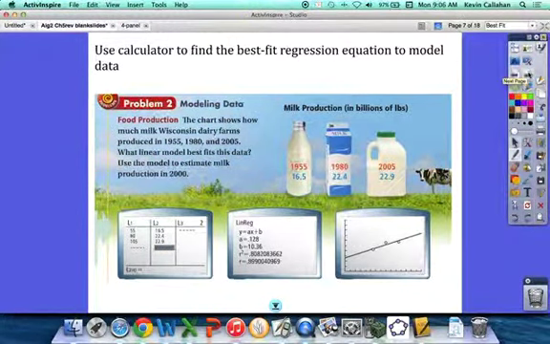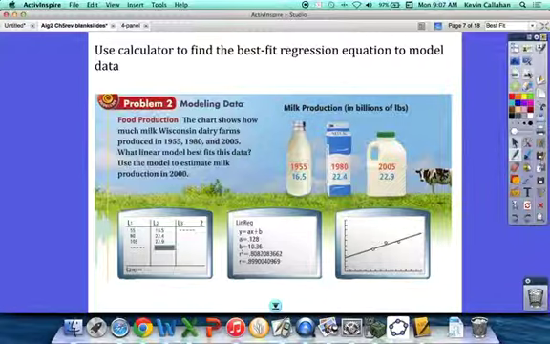Okay. Use the calculator to find the equation. A best fit, what do we call it? Best fit or regression equation. This one in particular, it says milk production. The chart shows how much milk Wisconsin dairy farms produced in 55, 80, and 2005. What linear model best suits the data? So remember, how do we put the data in the calculator? Stat edit, right? We already did that once when we did the quiz today.